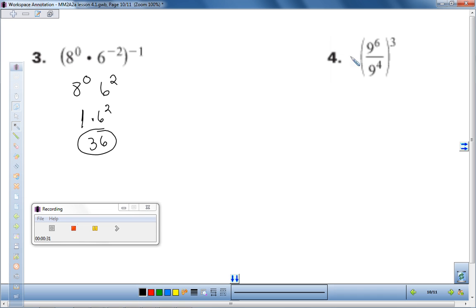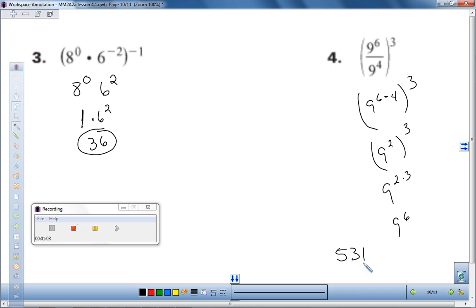Now, if you look at this one, we would go ahead and subtract the exponents. It would be 6 minus 4. And we're going to take all that to the third power, so we end up with 9 squared to the third power, so we end up multiplying those together. So we get 9 to the 6th, and then 9 to the 6th power would end up giving us 531,441.